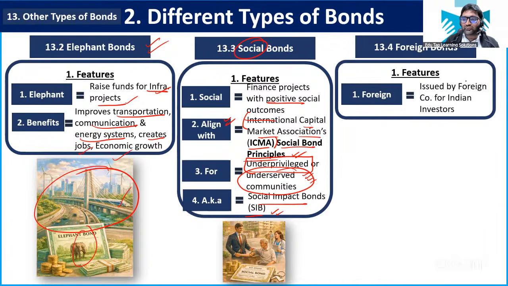Foreign bonds are issued by foreign company for Indian investor. Foreign bonds, they are issued in foreign country, remember like that. So foreign bonds are those bonds which are issued for Indian investors but outside India. Might be directed to other investors also, open for the Indian investors. So these are foreign bonds.